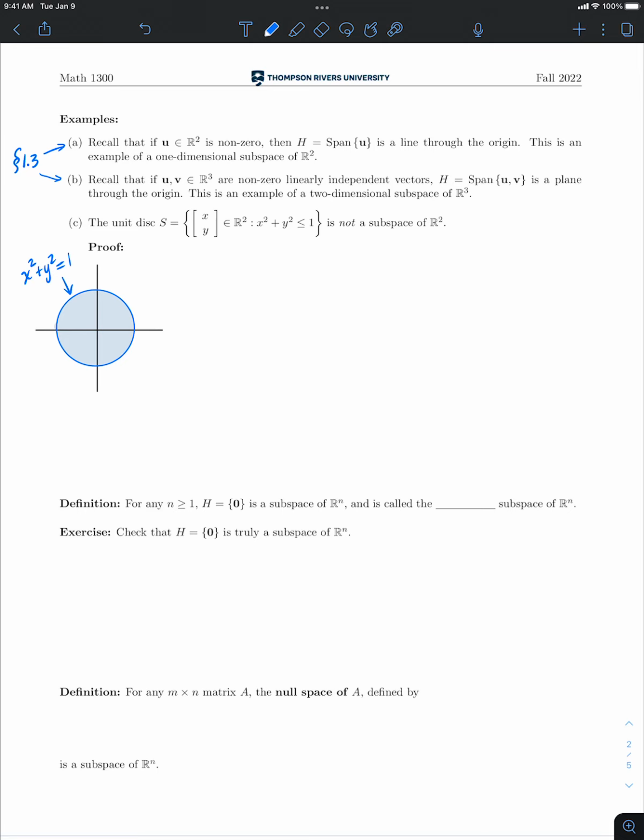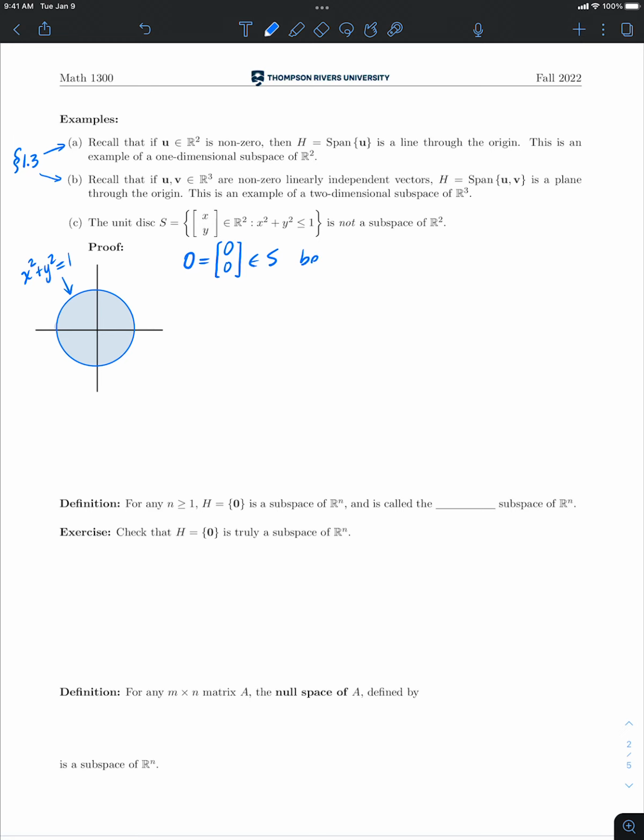Let's take a look at the zero vector. In this case, the only thing that would make sense is the two-dimensional zero vector, because we're talking about R2, and we're considering whether or not this set S is a subspace of R2. So the zero vector that we care about is the two-dimensional zero vector. And what you'll find is the zero vector is actually in S.